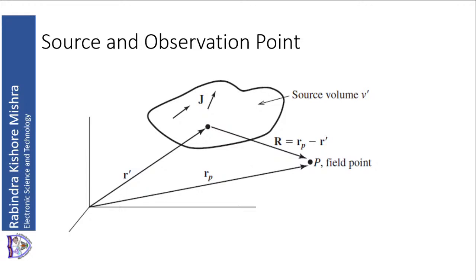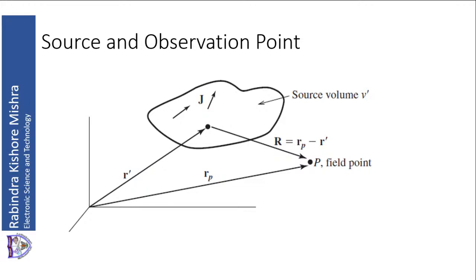If it is distributed current, or if the current is homogeneously distributed over this volume, then the center point of this volume will be R dash. That is what we will consider as R dash. Then we have a field point P whose position vector is RP. RP is the position vector of a field point. Why do we call it a field point? It is actually an observation point where we are going to observe the effect of the source.